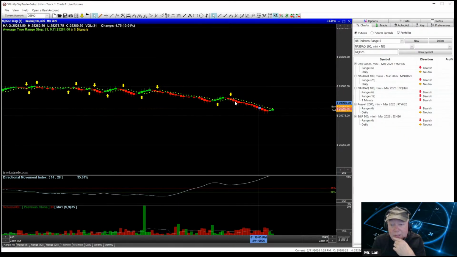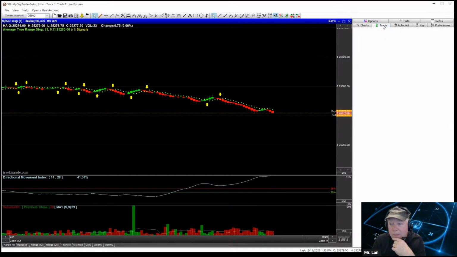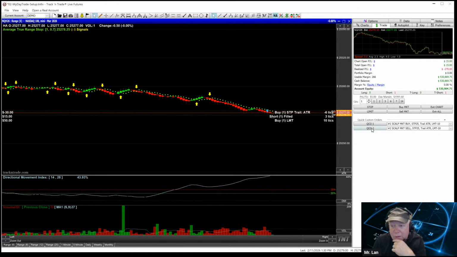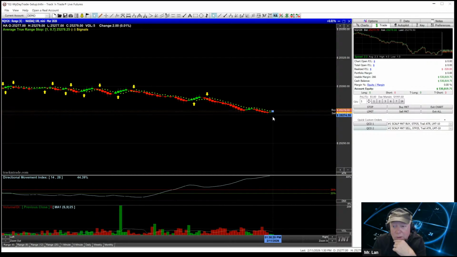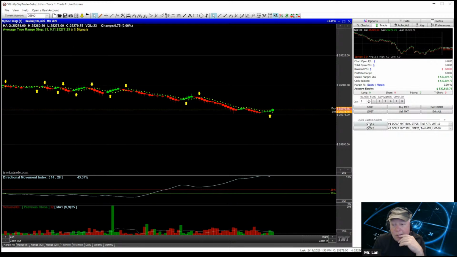NASDAQ. Oh, that's a nice move. Oh, it's starting to move. This looks like a little counter trend to me. Let's try and catch that, see if it's not going to go one more time down. We'll grab one more. Oh, we got stopped out again. Doggone it.